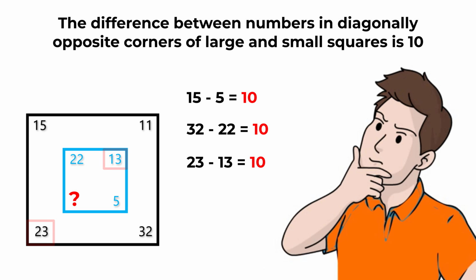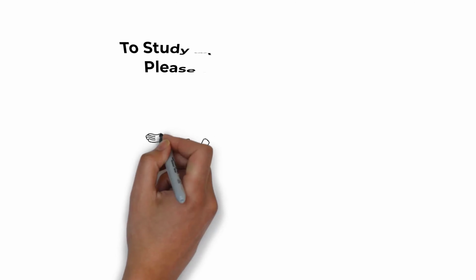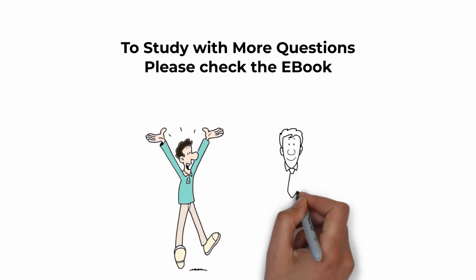So to calculate the missing number, we need to calculate the difference between 11 and 10. And the difference is 1. So the correct answer here is choice A, 1. Hopefully you've nailed this question and now know how to answer similar problems on the test.